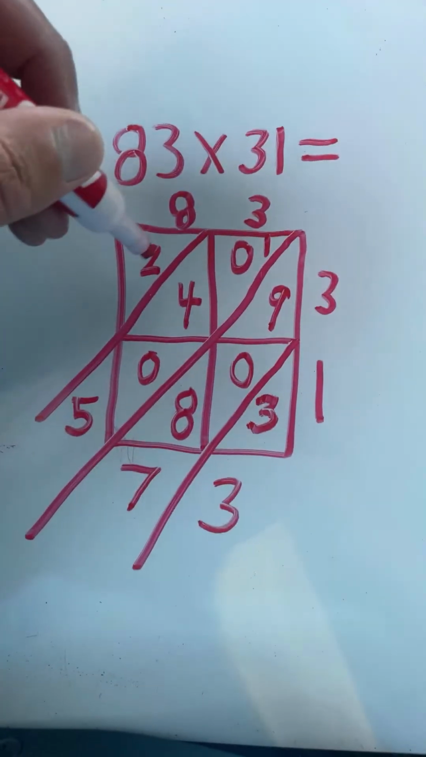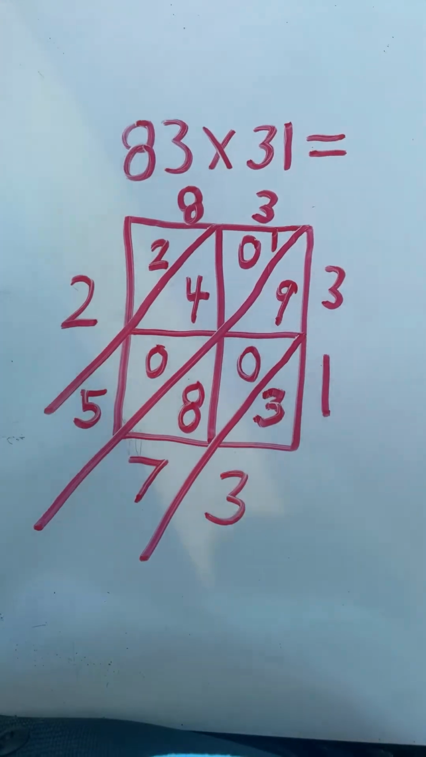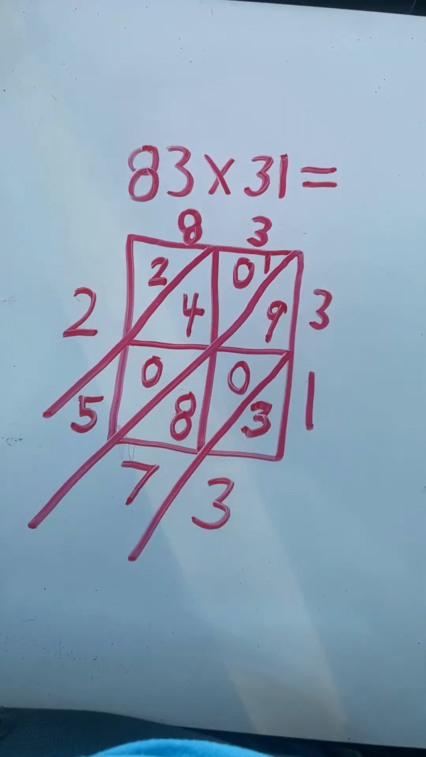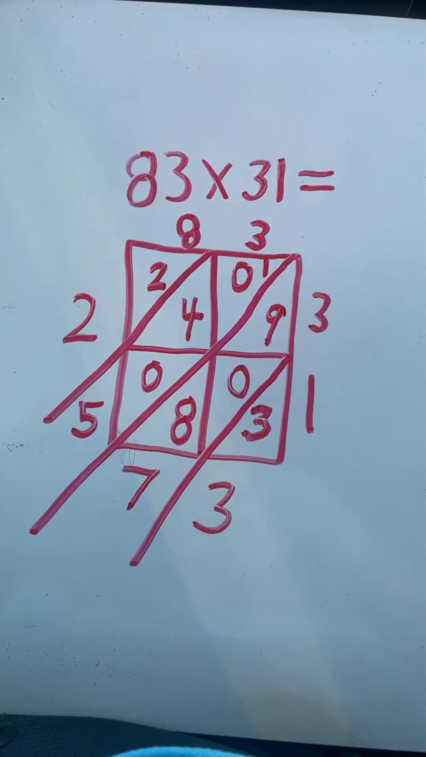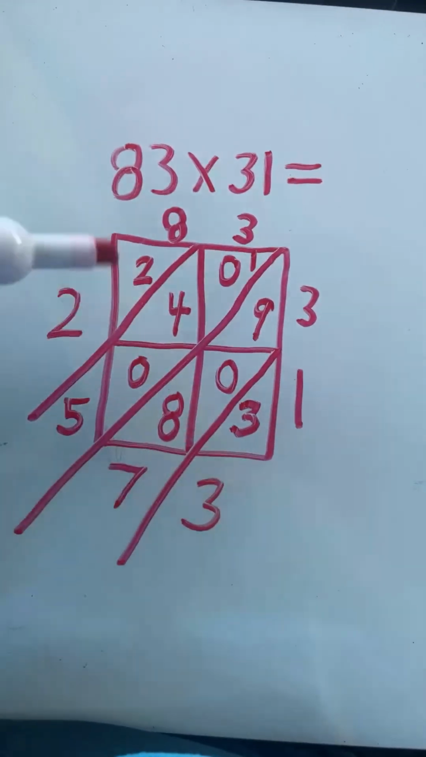Then along this diagonal line, we have the number 2. And we have our final answer. 83 times 31 equals 2,573.